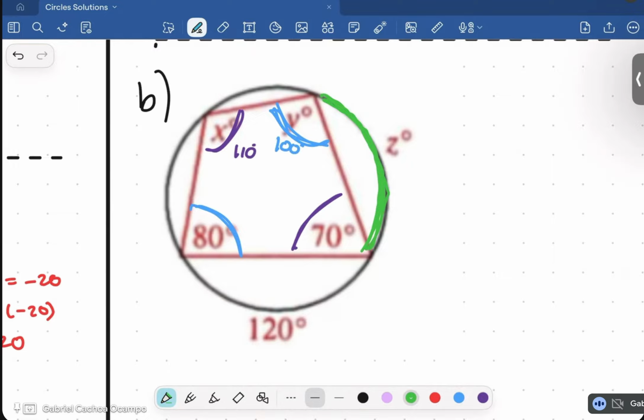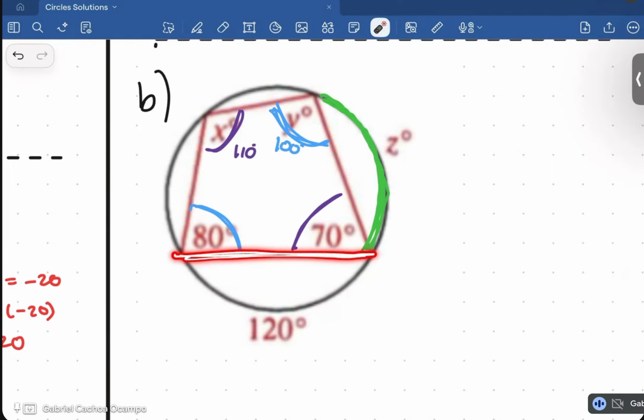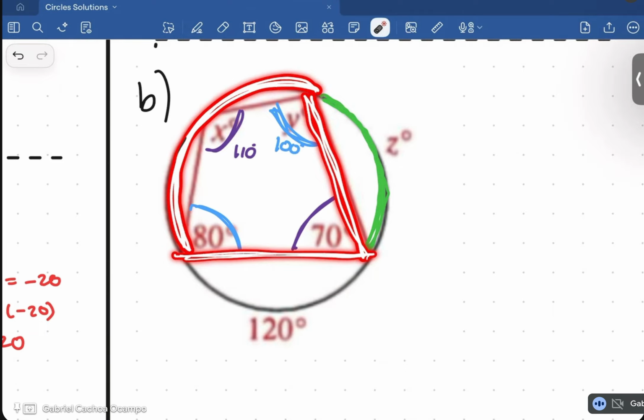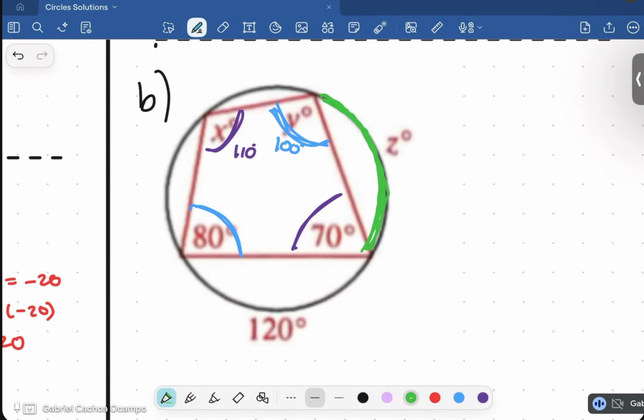Well, you can see that, for example, 70 is opening up to this arc, no? So this arc that I am highlighting, this arc measures 140. So z is going to measure 360 minus 140 minus 120. z is measuring 100. I hope so.